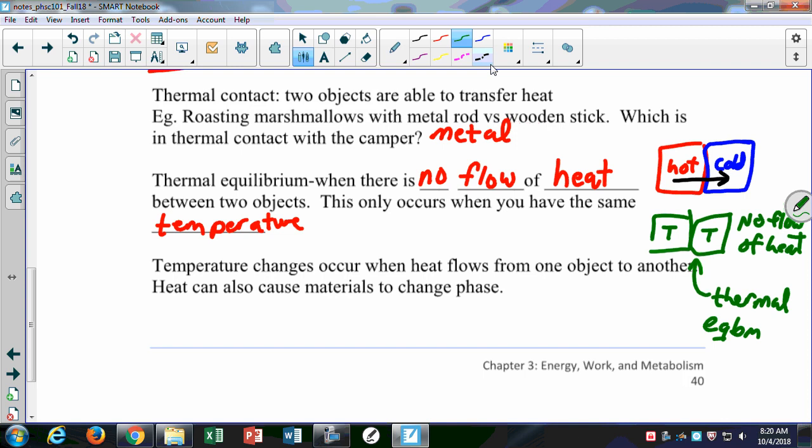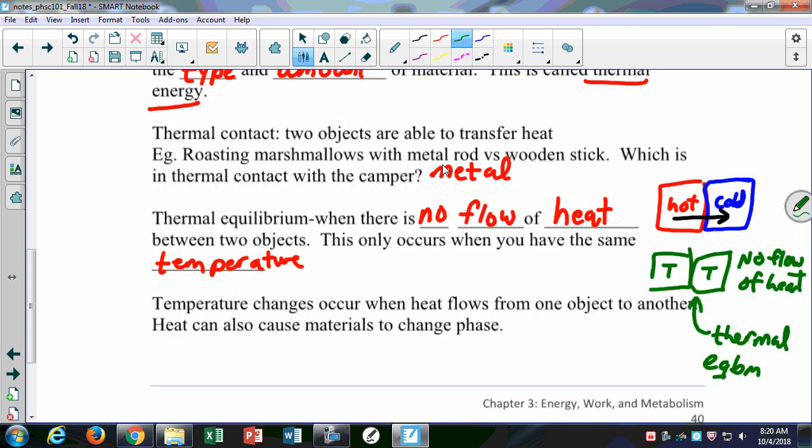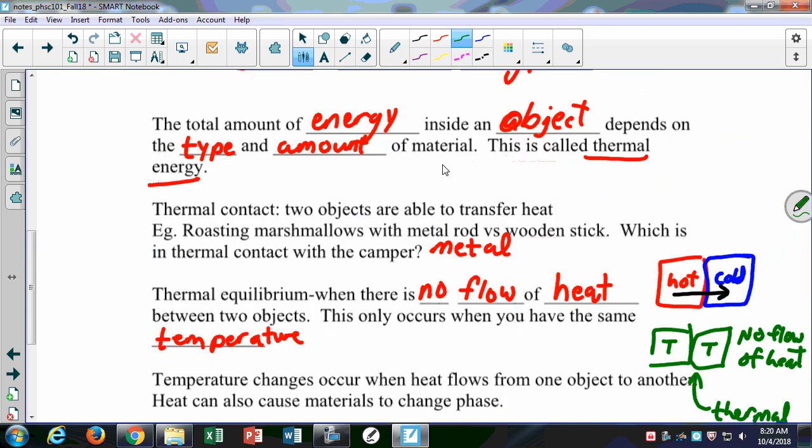Okay. Those are some of the basic laws of thermal physics: the definition of thermal equilibrium, the definition of thermal contact. So be familiar with those ideas of thermal contact and thermal equilibrium.